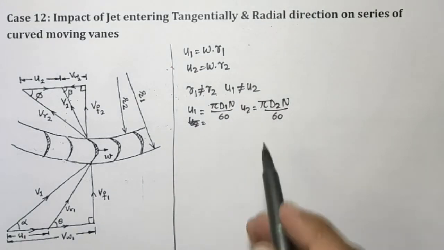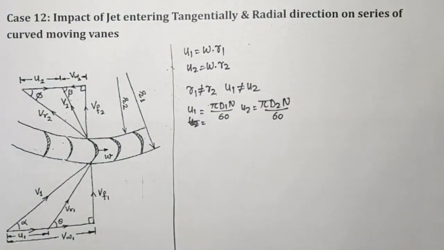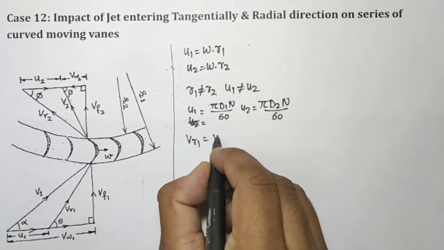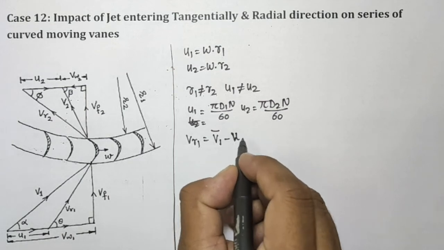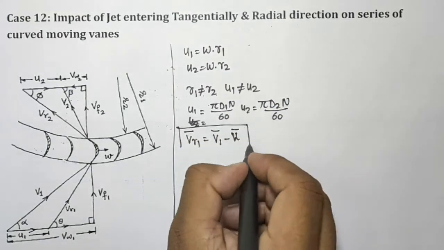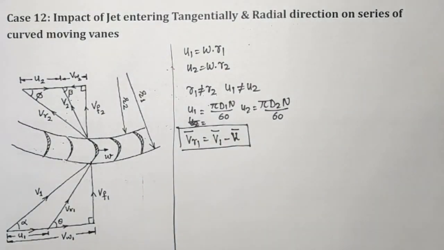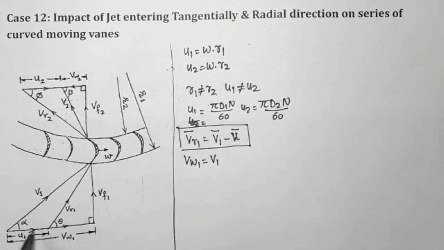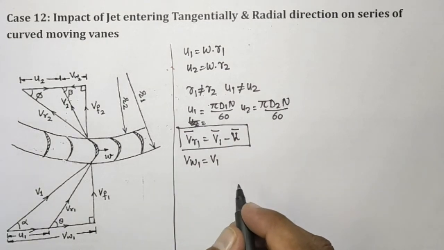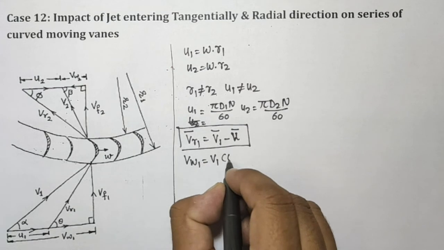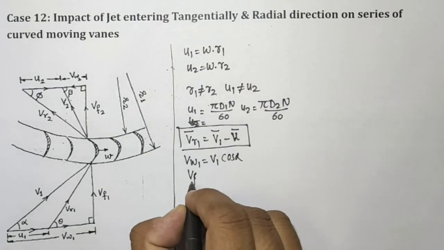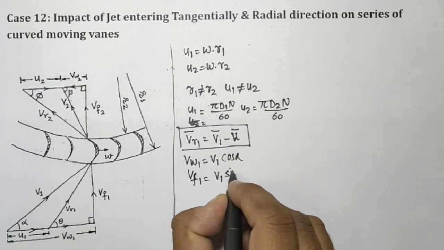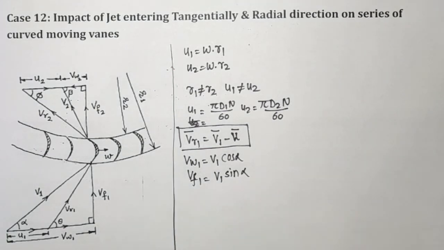Okay, so from this also we can find out velocities u1 and u2. Vr1 is nothing but the relative velocity and is given by v1 minus u. This is nothing but vector subtraction. Vw1 is basically the component of v1 in the x direction, so Vw1 is equal to V1 cos alpha and Vf1 is equal to V1 sin alpha. From this we can find out these two components.